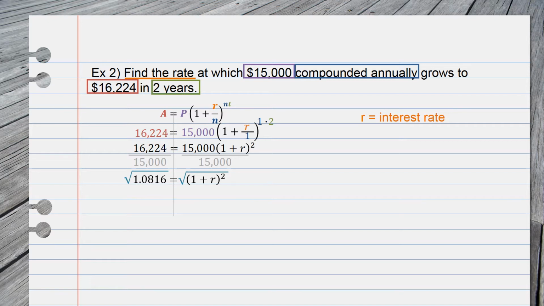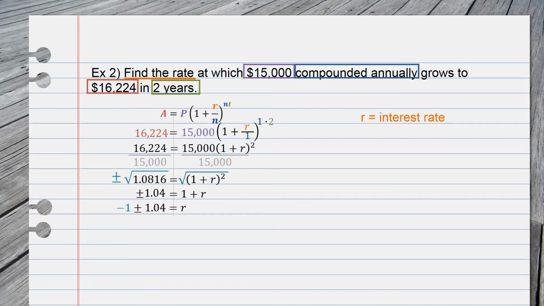As long as what you do to one side, you must do to the other side, but don't forget about the plus or minus. So the square root and the square undo each other, giving you 1 plus R on the right side. But on the left side, you will need to find the square root of 1.0816 using a calculator. When you do, you should find 1.04. Now we're really close to isolating R. To get R completely by itself, we will need to subtract the 1, but it needs to go in front of the plus or minus. So when we rewrite it, it becomes -1 plus or minus 1.04 equals R.